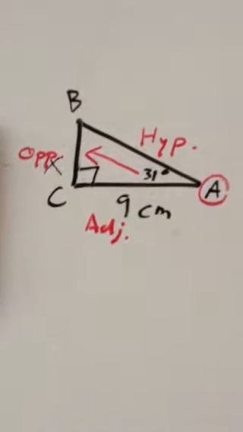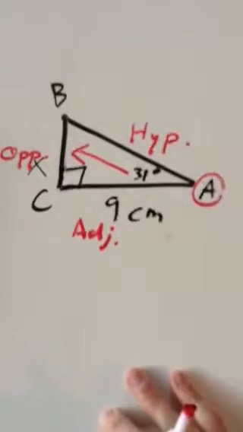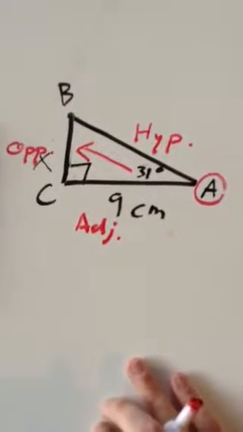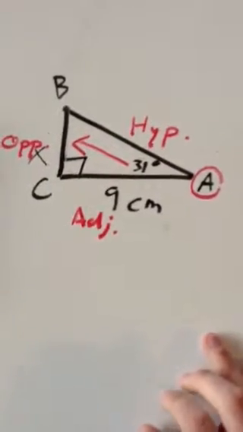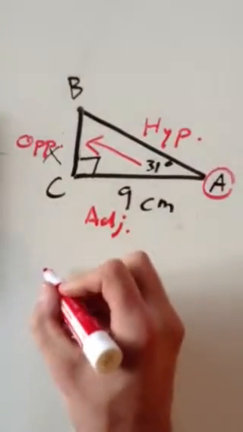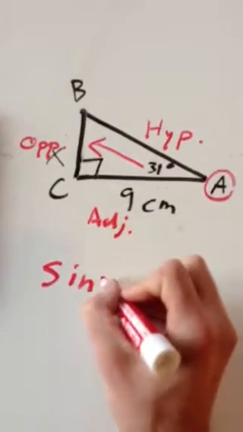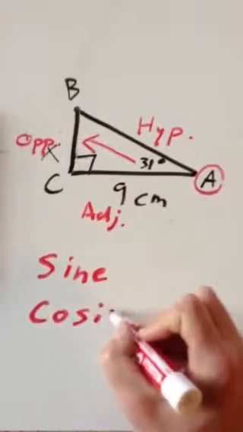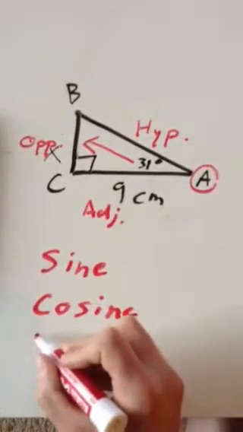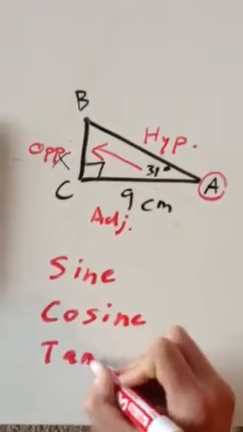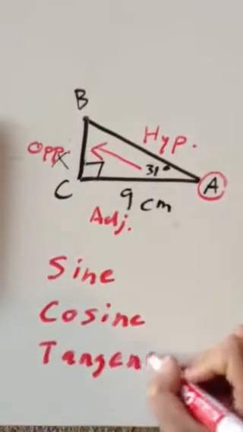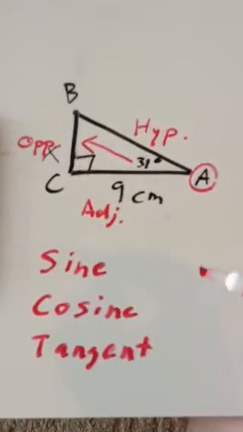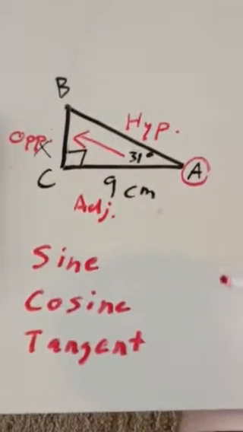Here's the deal. In math, we have three different ratios we can use to solve missing sides and angles in right triangles. The first one is sine. The second one is cosine. And the third one is tangent. We need to figure out which one to use. Luckily, all these things stand for something.